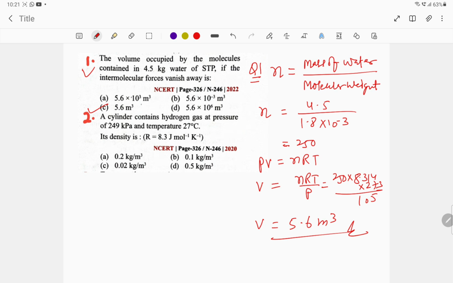C part is the correct answer. We can take at STP temperature is equal to 273, and pressure is equal to 10 to the power 5 Pascal. Now question number 2.